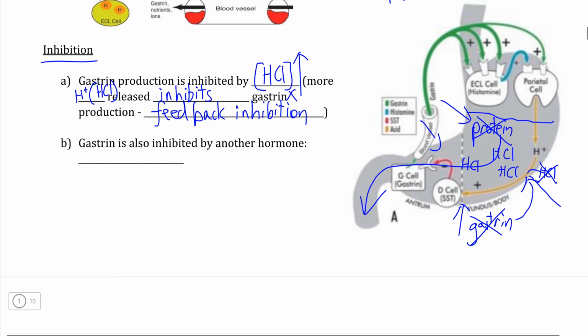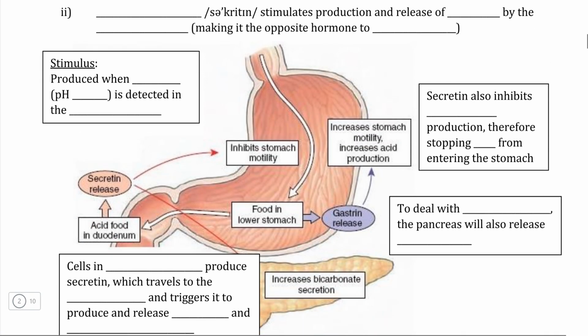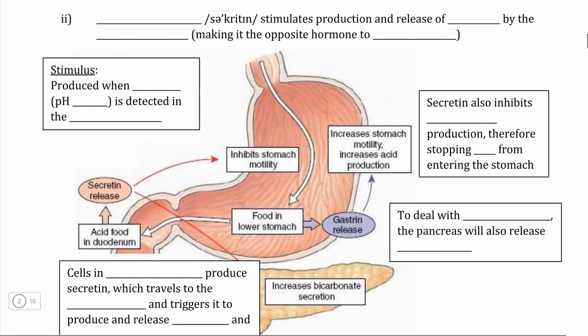Now, the second way that gastrin can be shut off is with the next regulatory hormone in the sequence of the digestive system, which is a regulatory hormone that we call secretin, which is the primary regulatory hormone that regulates one of the functions of the pancreas and also the subject of the next video in this series.